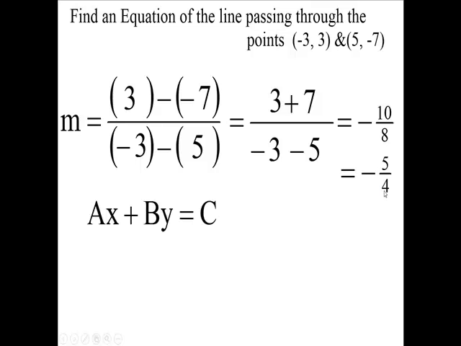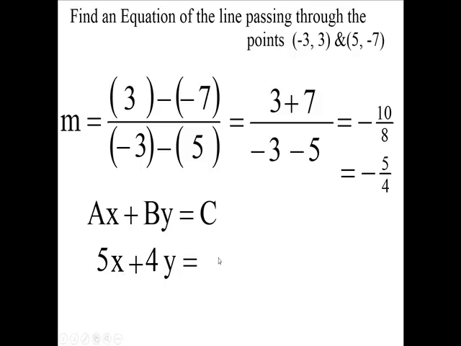All right, so now Ax plus By is C. The sign between these two things is going to be a positive. Since this is a negative slope, you're going to have a positive right here. And the 5 is going to go in front of the x, and the 4 is going to go in front of the y. Okay, so this is called standard form. Ax plus By equals C.